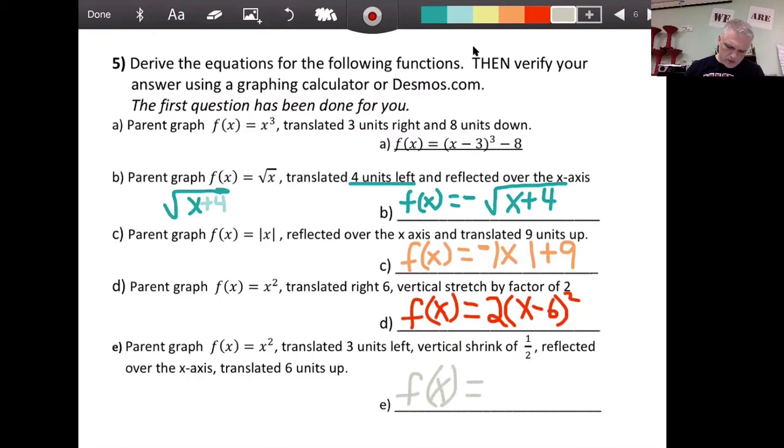We're going to go 3 units to the left, vertical shrink, reflected, and 6 units up. Again, I like to do the ups and downs and the lefts and rights first. So I'm going to take care of that right off the bat. So the x squared gets moved 3 units to the left. So left 3 means you've got x plus 3 in the squared. Okay. 6 units up. That means there's a plus 6 outside of the grouping symbol.